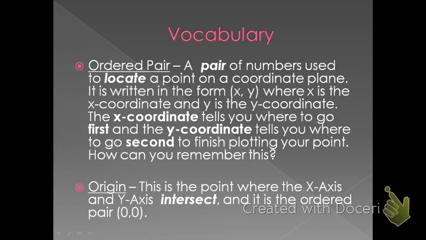To finish plotting your point, how can you remember this? If you use my example of railroads lie on the ground and yo-yos go up and down, you can remember this. One way is that you've got to cross the railroad tracks before you play with your yo-yo, so x before y. Another way that's pretty easy to remember is that x comes before y in the alphabet. The origin is the point where the x and y axis intersect, and its ordered pair is 0, 0.